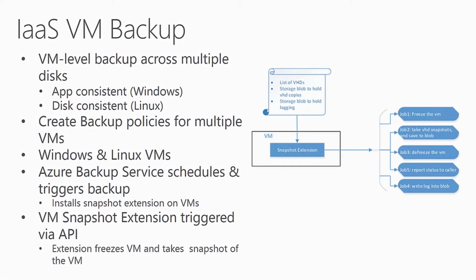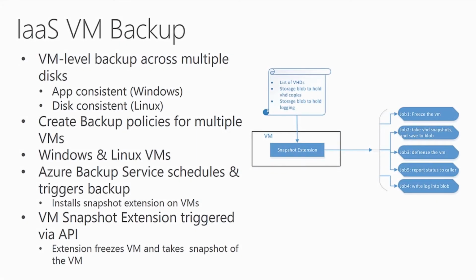Azure Infrastructure as a Service VM backup allows for VM-level backup across multiple disks. As we mentioned, both app-consistent for Windows or disk-consistent with Linux. This allows us to take a single backup policy and apply it across various VMs or systems, as well as be able to trigger backup schedules and manual backups based on need as well.